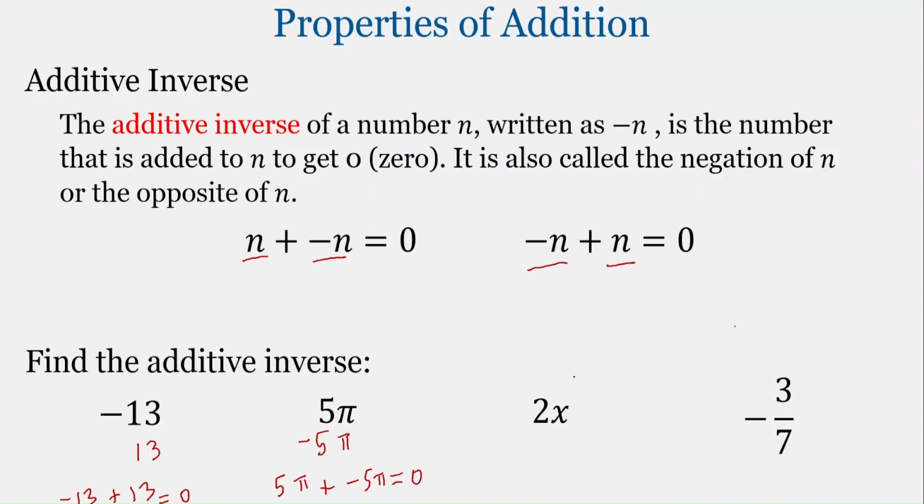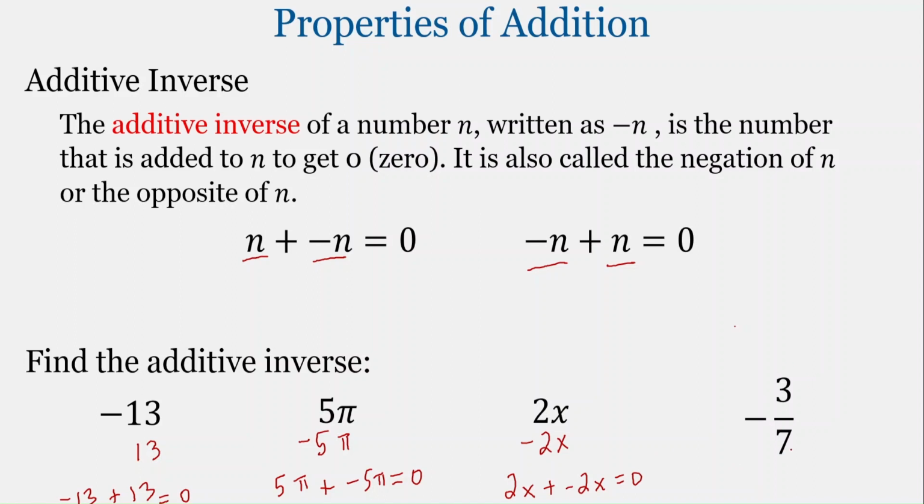It also works when we're talking about variables. Again, x is a number. It's just an unknown number. And so if x is a real number, we can find its additive inverse. The additive inverse of 2x is negative 2x. 2x plus negative 2x is equal to 0.